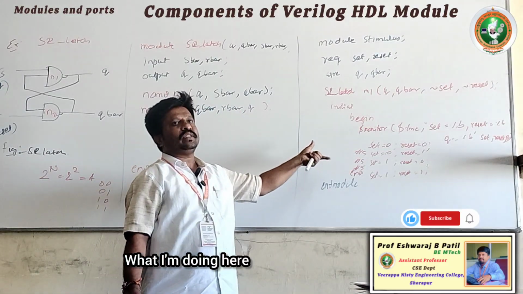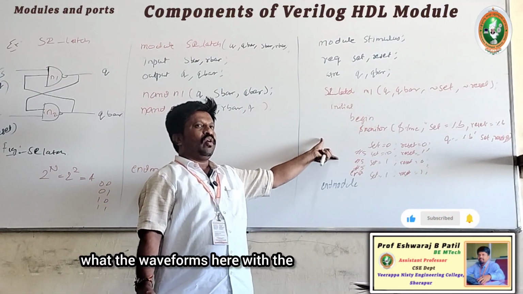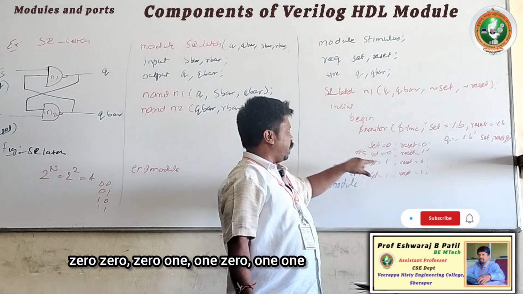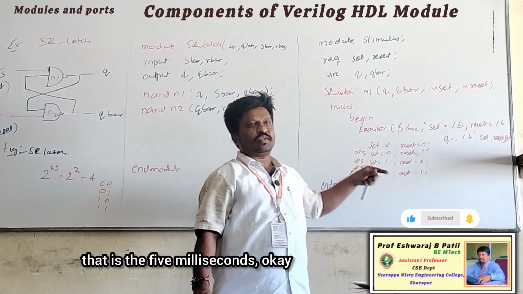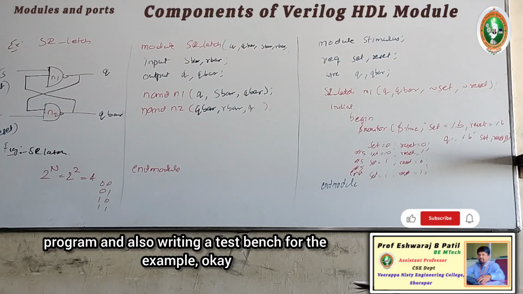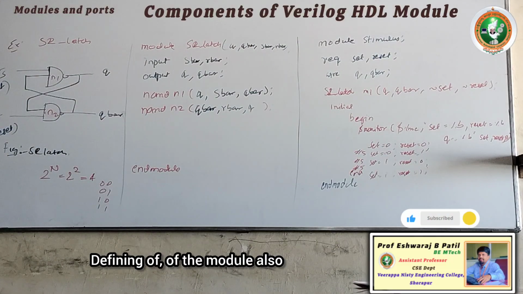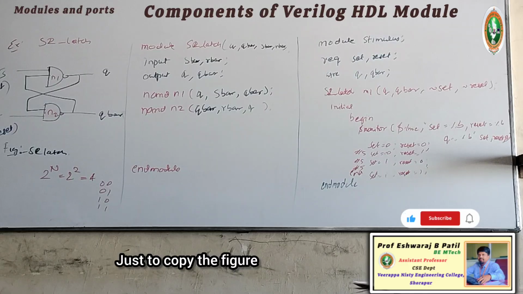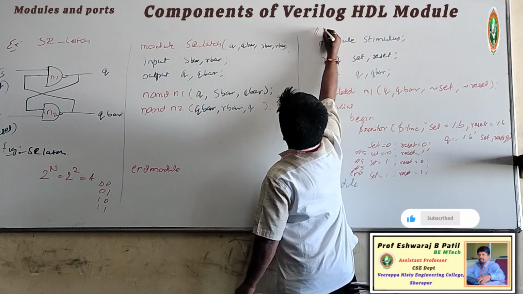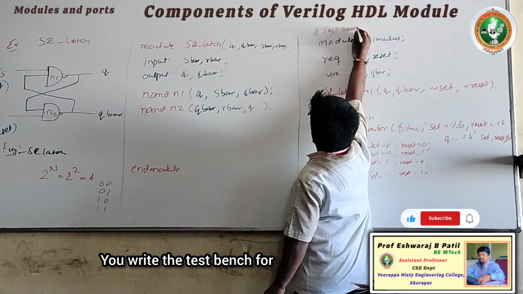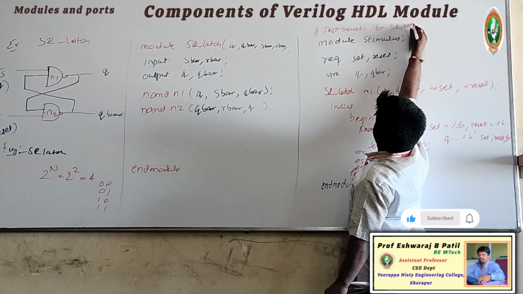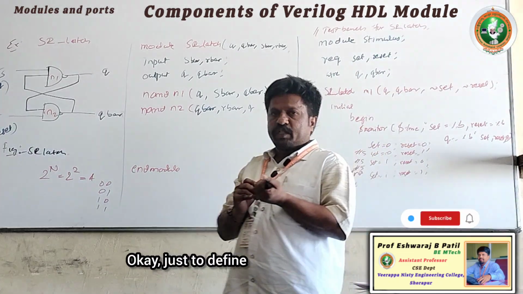Okay, what I am doing here, I am simulating, I am generating the waveforms while giving the input combination as 0 0, 0 1, 1 0, 1 1 with a small interval of time, that is 5 milliseconds. Okay, this is all about writing a program and also writing a test bench for the example. Okay, defining of the module also. Just to copy the figure, this program, okay, writing a test bench. You write the test bench for SR latch.